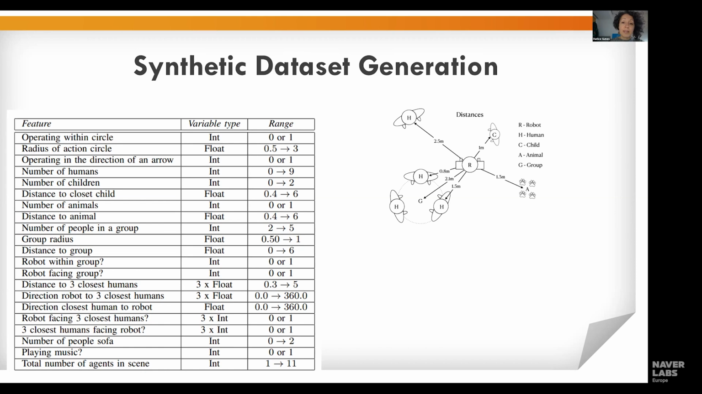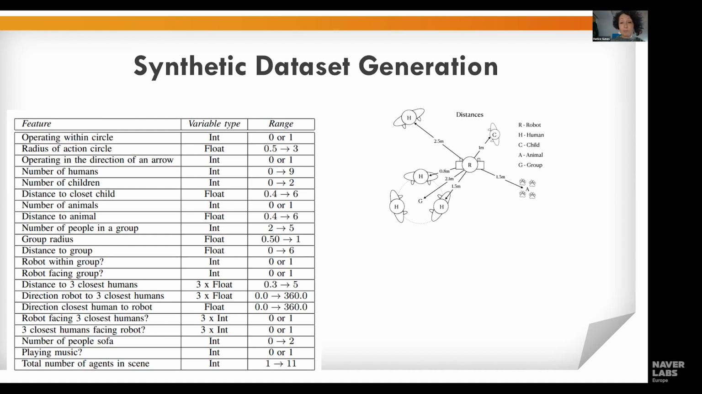So for instance, we can vary whether we have a robot in the scene or not, and then we have a certain number of people, which we can vary as well. We can also decide whether there's a group and how many people are in the group. We can decide the distances, for instance, of the robot to the closest human or to the group, whether there's an animal in the scene, whether there are children in the scene, and so on.